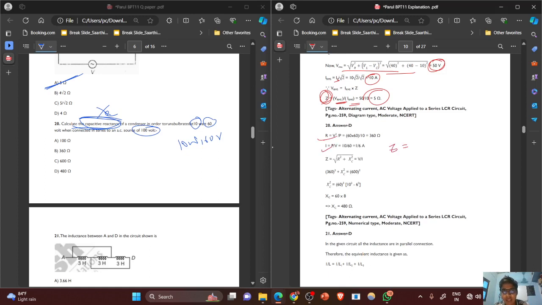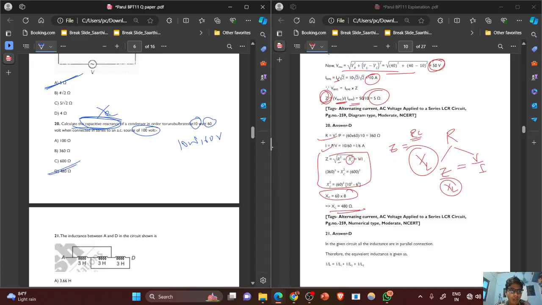Now impedance in the RC circuit is given by under root of R square plus XC square, that is equal to V by I. Putting the values, it is the same question that we solved previously when we calculated the inductance, where we calculated XL. In that question, we calculated the impedance by two methods: first Z, and another V by I. Equate these, and we get the value of XL. Similarly, the same thing we are doing here. From here we calculate XC, which comes out to be 480 ohm. And so D is your correct option.